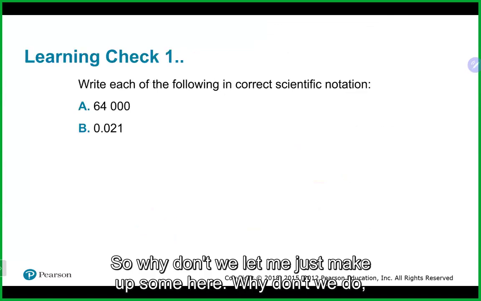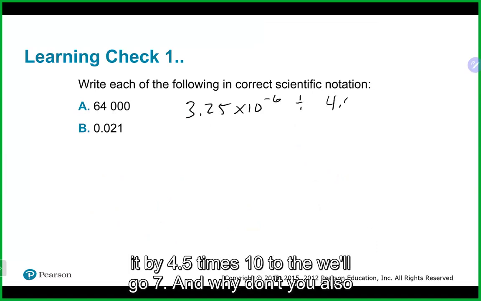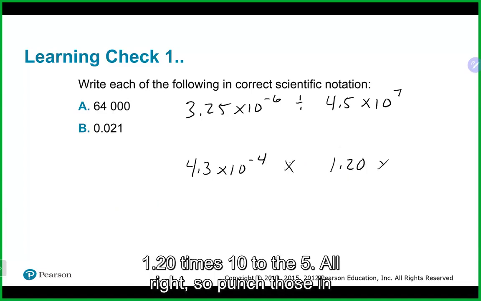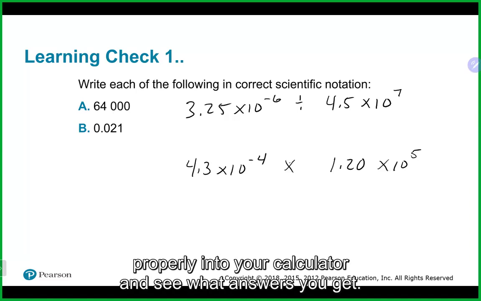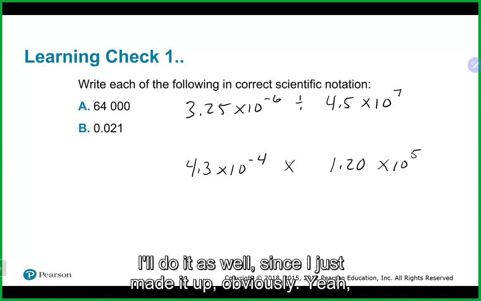So why don't we just make up some here? Let's do 3.25 times 10 to the minus 6, and let's divide it by 4.5 times 10 to the 7. And why don't you also do 4.3 times 10 to the minus 4, and we'll multiply it by 1.20 times 10 to the 5. All right, so punch those in properly into your calculator and see what answers you get. I'll do it as well since I just made it up, obviously.